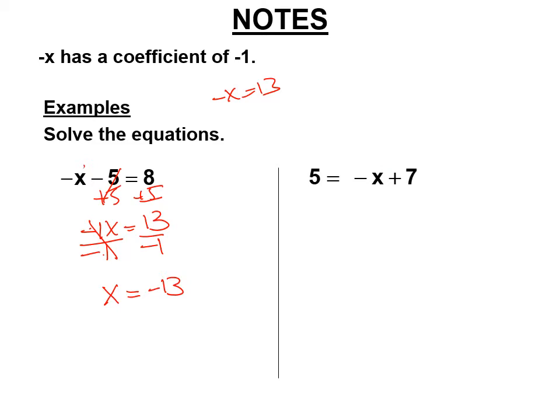Let's do that again. If it's plus 7, you subtract 7 from both sides. 5 minus 7, negative 2 equals negative 1x. Divide both sides by negative 1. Negative 2 divided by negative 1 is positive 2. Two negatives make a positive. And so 2 equals x.